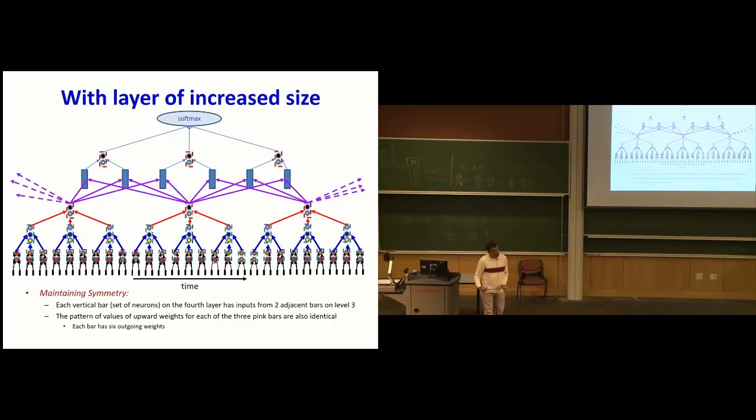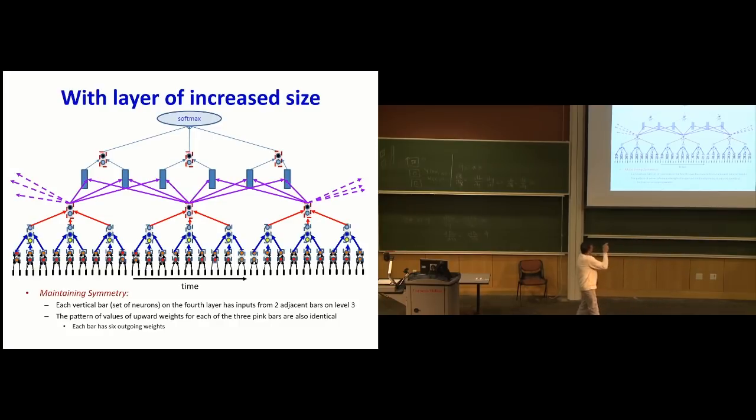There's a second level of symmetry. When you look up the network, the pattern of upgoing weights from every neuron in any bar is identical to the pattern of upgoing weights from the same neuron in any other bar, right? So if you looked at the red circle in, say, the fourth bar over here, it has this blue arrow which represents a pattern of outgoing weights. The red circle in this bar here at the bottom also has a blue arrow going out. Those two arrows are the same. They are the same pattern of weights, right?